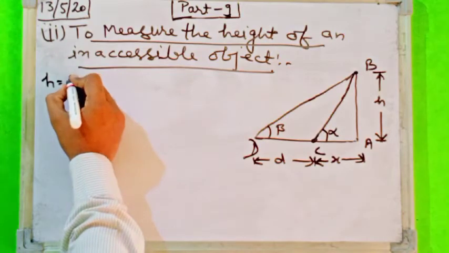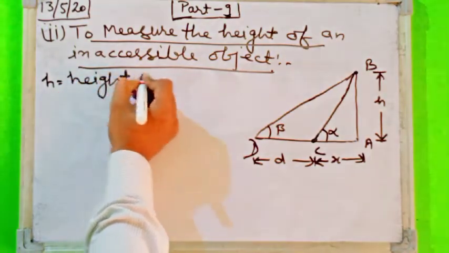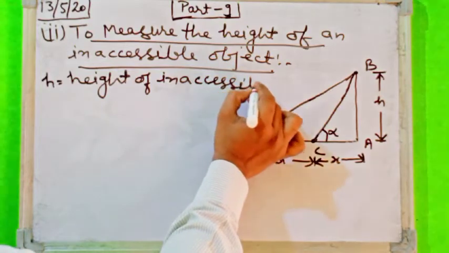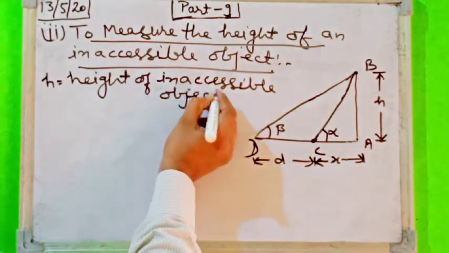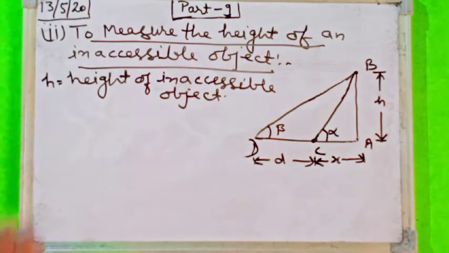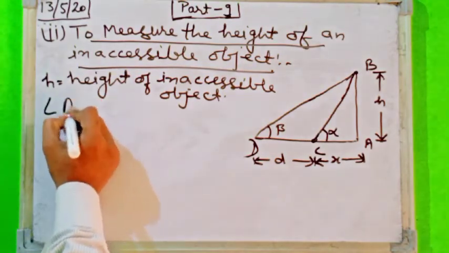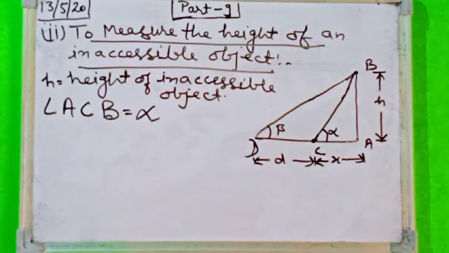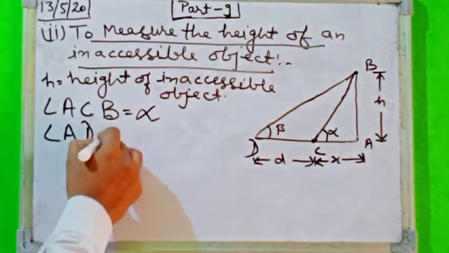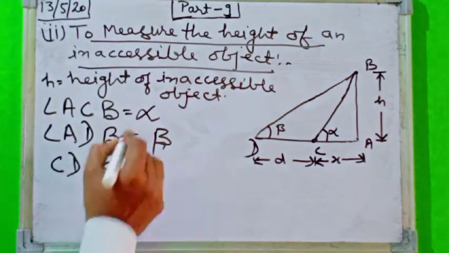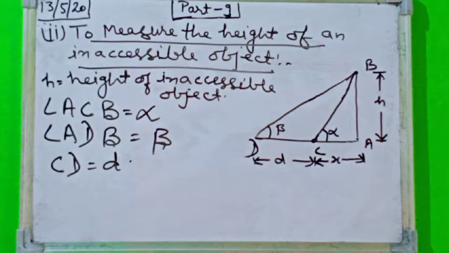H, the height of the inaccessible object, is to be calculated. We have to calculate angle ACB, that is alpha, the first angle of elevation from point C, and angle ADB, that is equal to beta. This is the second angle of elevation from point D, and the separation CD is equal to a small d.